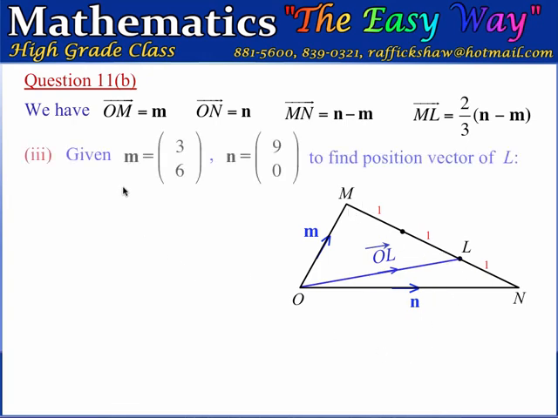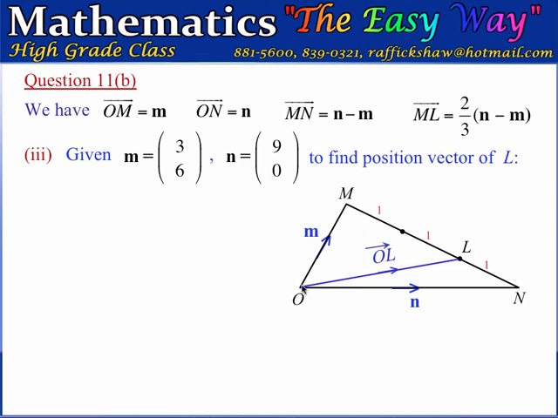And now we are told that m is equal to the column vector 3, 6, and n is equal to the column vector 9, 0. And we are required now to find the position vector of L. Now the position vector of L is this vector here, OL. The displacement vector from the origin to a point is called the position vector of that point. And as I said, I'll be using the diagram in this question to do our calculation.